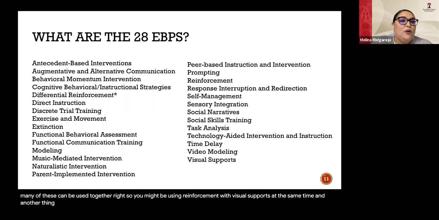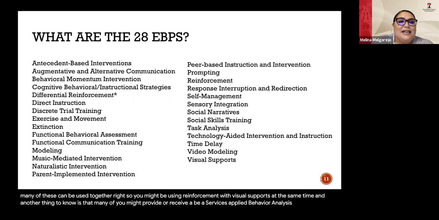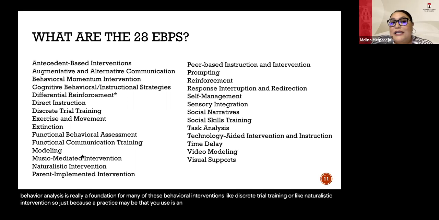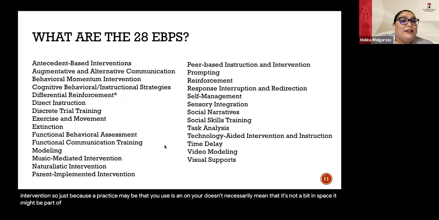And another thing to note is that many of you might provide or receive ABA services, applied behavior analysis. And applied behavior analysis is really a foundation for many of these behavioral interventions like discrete trial training or like naturalistic intervention. So just because a practice maybe that you use isn't on here doesn't necessarily mean that it's not evidence-based. It might be part of one of these categories or practices.